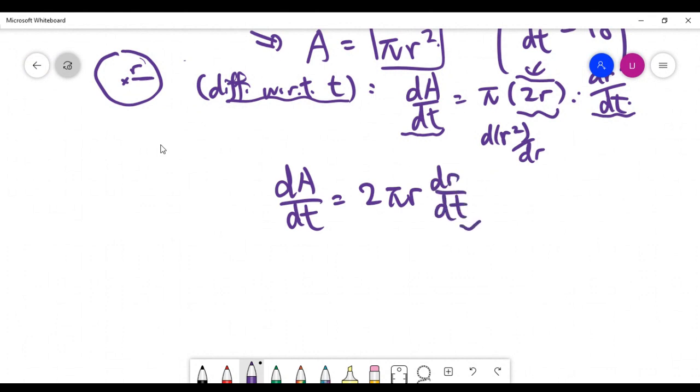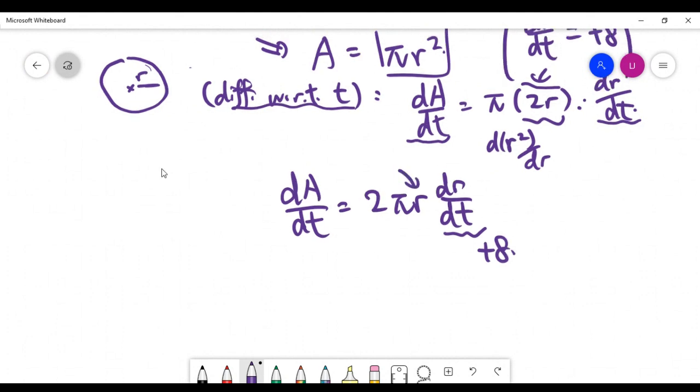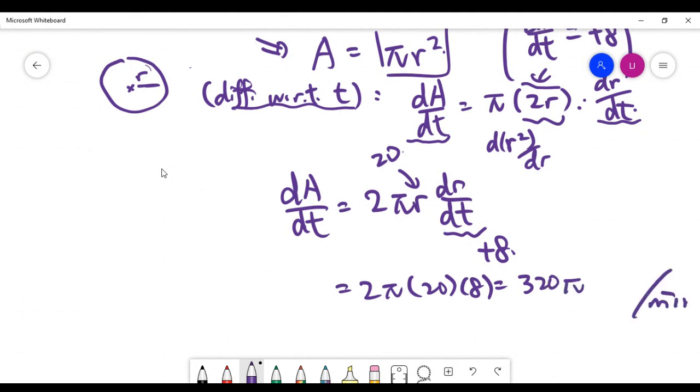And we noted above that dr/dt is positive 8. And the radius r is also given, right? The radius r is actually 20. So let's do this calculation together. And this one is actually 320 pi. And please note that the unit of dA/dt is meters squared per minute. And this value represents the rate of change for the area A corresponding to the time t, and it is also the rate of increase for the area A of the circle under the current circumstances.